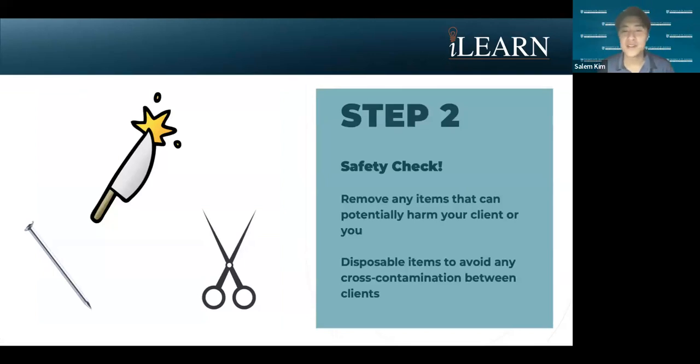Okay, safety check. Remove any items that can potentially harm you, your client, or other clients. So no sharp objects, anything that can poke and hurt other people, remove them. So for example, this is just my small organizer. Okay, I'm disappearing from the screen. There you go. That I used to carry around when I was in hand therapy. So instead of using an actual knife, I'll try to use a plastic one, which is much safer. Fork too, plastic one. Okay, come on. There you go.